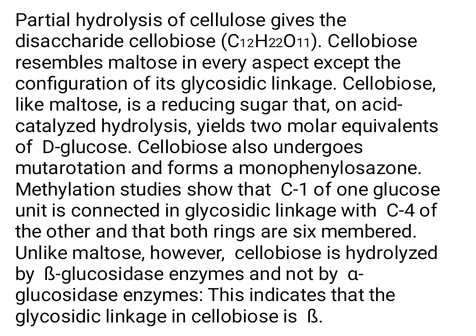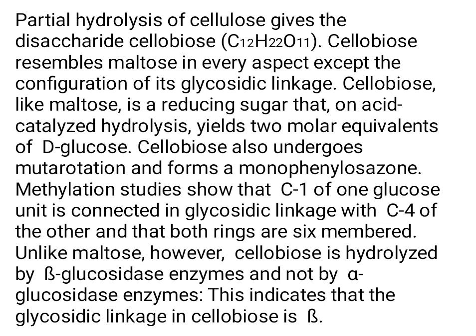Partial hydrolysis of cellulose gives the disaccharide cellobiose, which has the formula C12H22O11. Cellobiose resembles maltose in every aspect except the configuration of its glycosidic linkage. Cellobiose, like maltose, is a reducing sugar that on acid catalyzed hydrolysis yields 2 molar equivalents of D-glucose. Cellobiose also undergoes mutarotation and forms a monophenyl osazone.